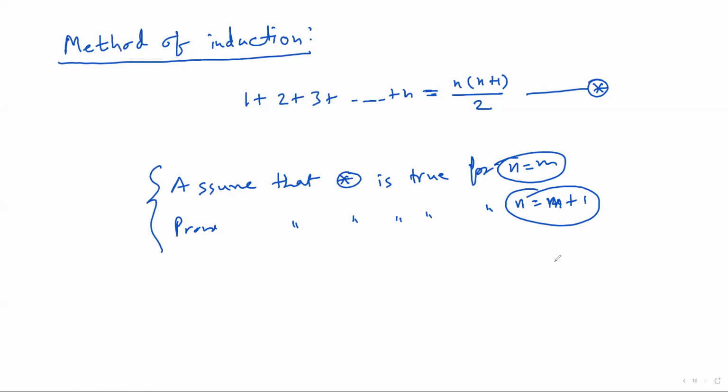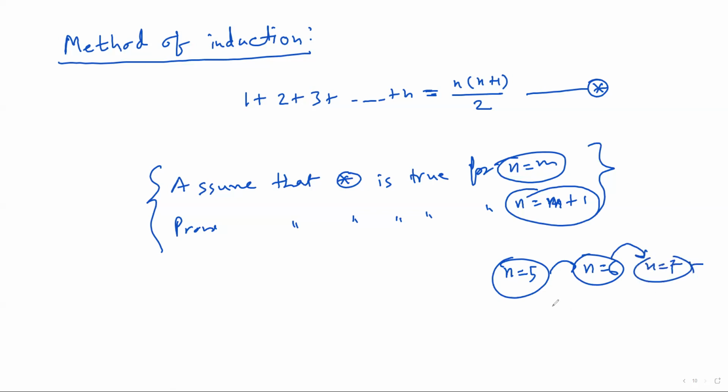If you can manage to prove that the equation is true for n equals 5, then using the fact here, if it's true for m, it is going to be true for m plus 1. So since this is true for 5, it's going to be true for 6. Now use the same idea repeatedly: for 6 again, then it's going to be true for n equals 7 and so on. So if you start with n equals 5 and use this idea, you can make sure that the statement written in star is true for every integer greater or equal to 5.